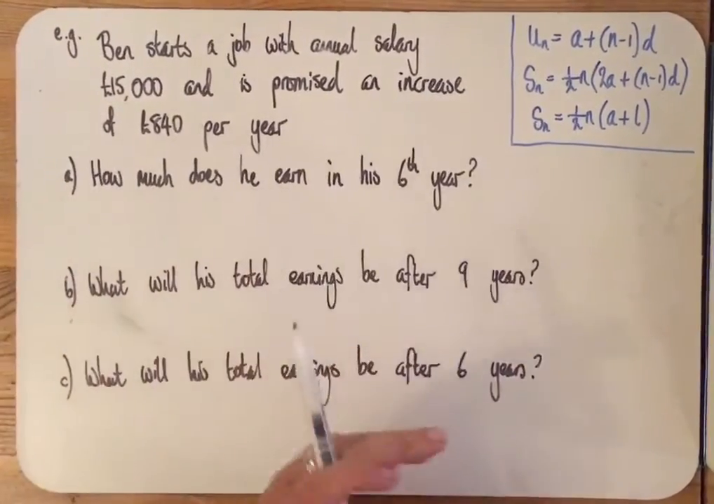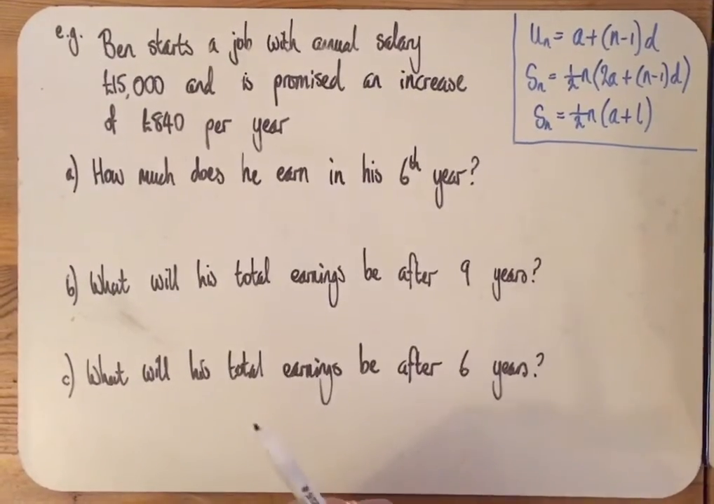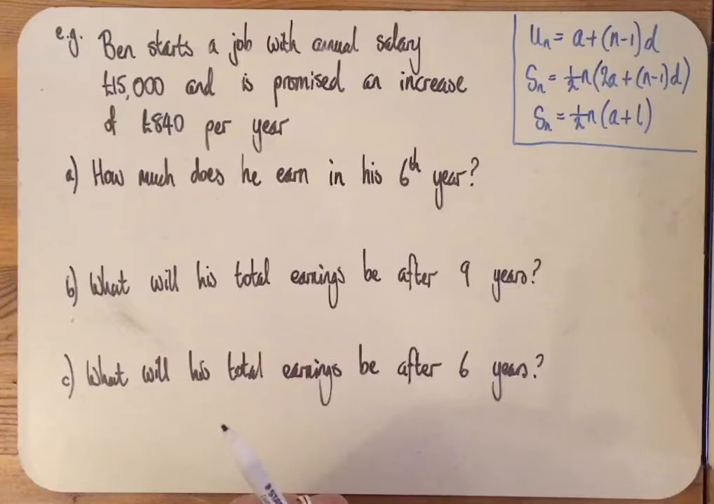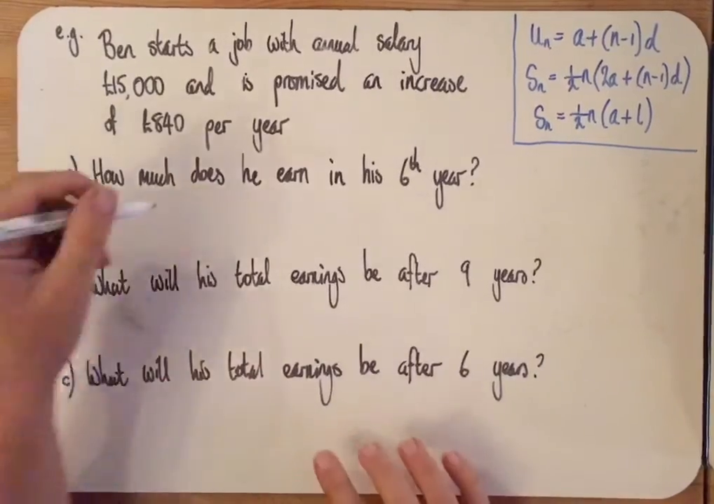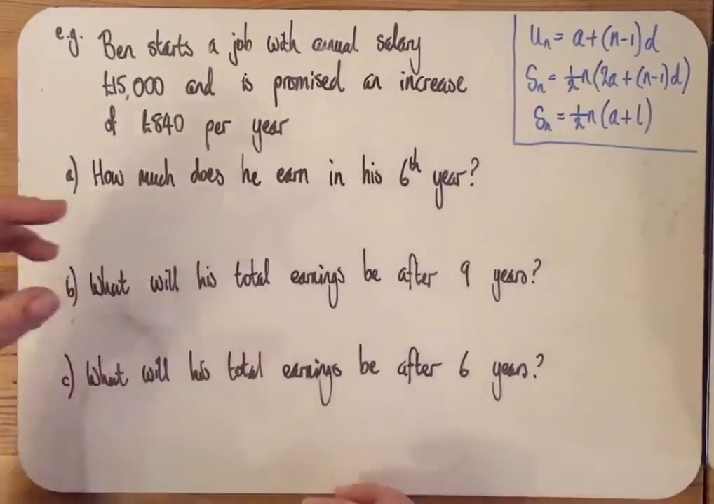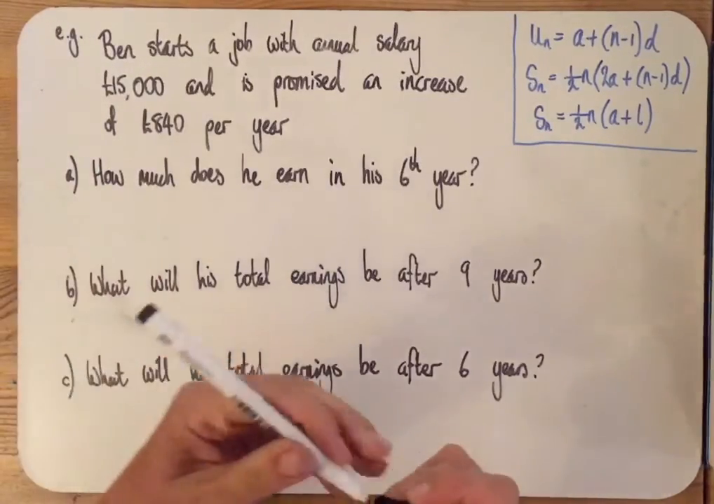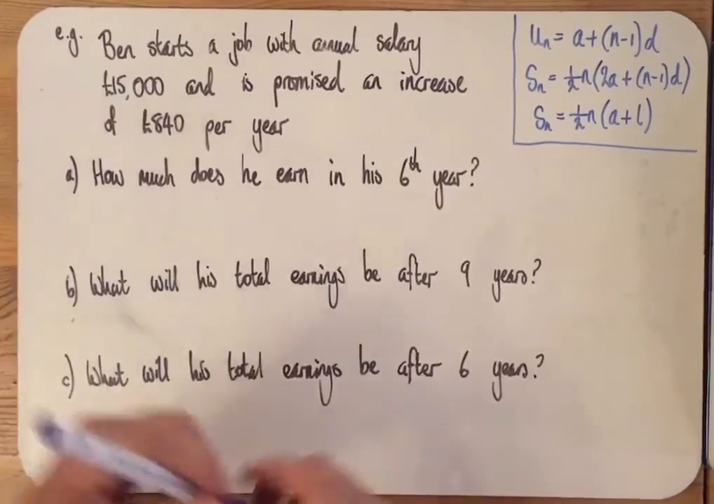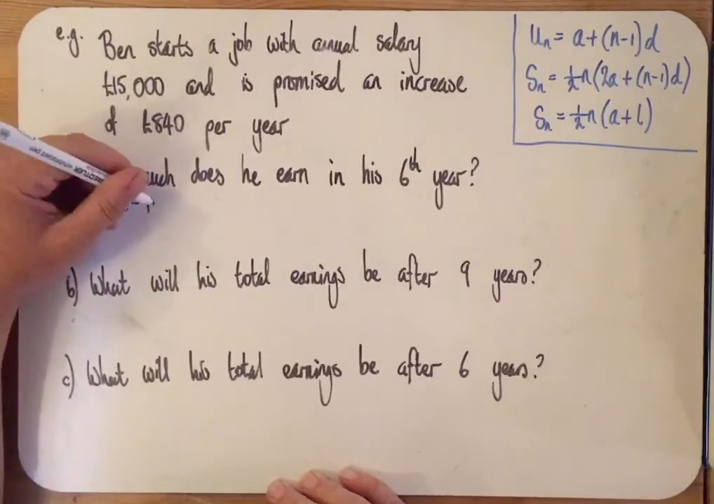So Ben starts a job with annual salary £15,000 and is promised an increase of £840 per year. How much does he earn in his 6th year? So all you need to do is decide, do you need the formula for a term or for a sum? So obviously this one, we just want the 6th term of the sequence. It's quite useful to write down what you know. So the first term is going to be 15,000.